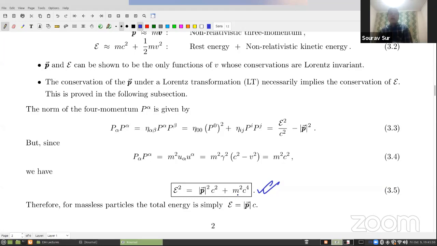If the particle is massless, for example a photon or a neutrino, then the corresponding relationship is E equal to P times C. So here you can see that you can define the energy even for massless particles. In Newtonian classical mechanics, you cannot define any energy for a massless particle. But in relativistic dynamics, you can.